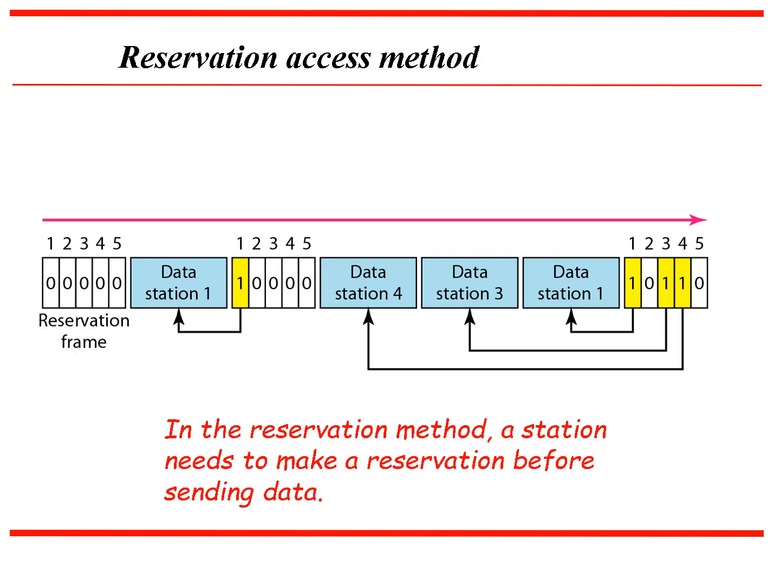The first method of controlled access is the reservation access method. In a reservation method, a station needs to make a reservation before sending the data. The time is divided into various intervals, and in each interval the reservation frame precedes the data frames sent in the interval. Suppose there are m stations in the system, then there are exactly m reservation slots.